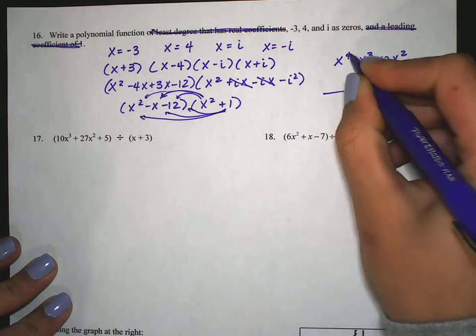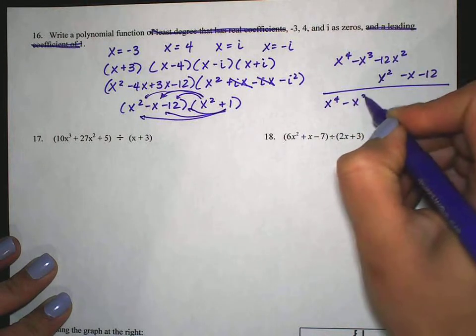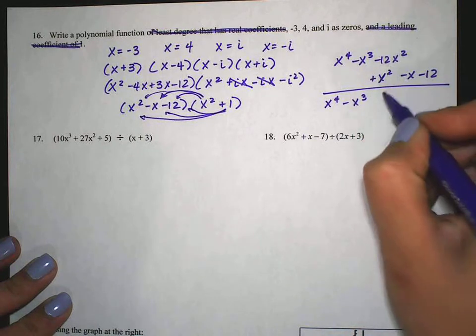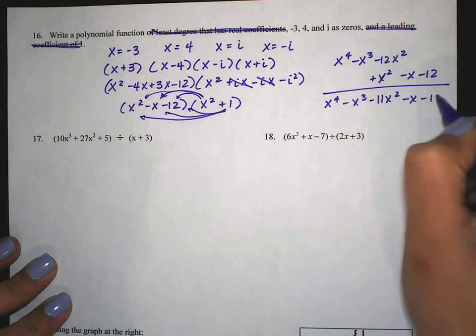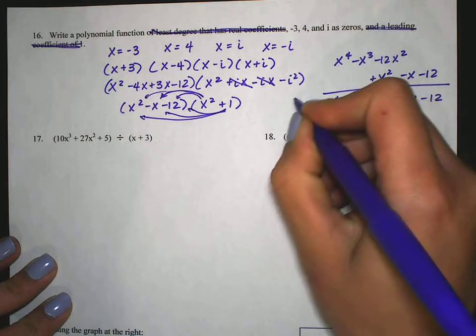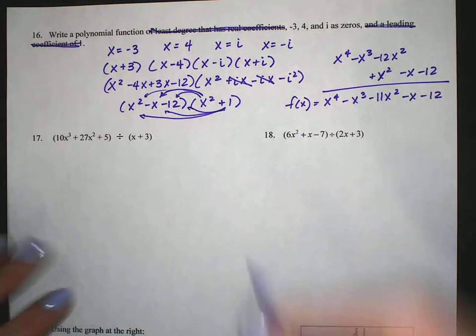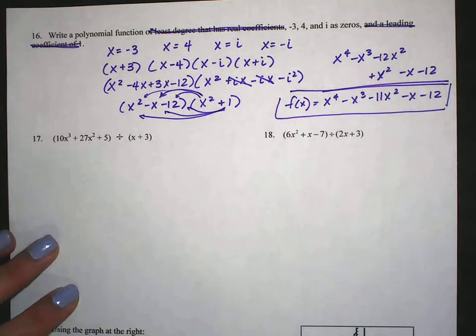I'm going to add these two together. x to the 4th minus x cubed, -12x squared plus x squared gives me -11x squared, minus x minus 12. And that's my answer. The only thing I need to put in front is f of x equals. Okay, so my final answer is going to be this polynomial, and that's it.